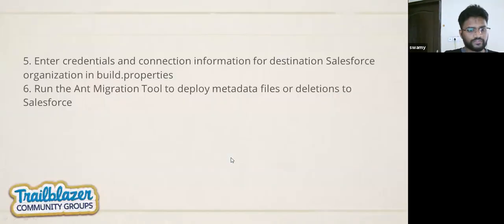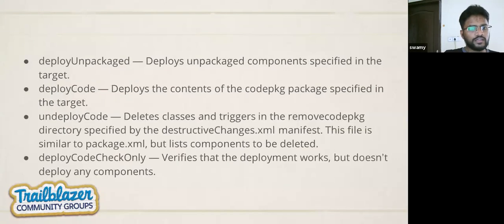So everything I have completed here, and these things I have already told. Deploy unpackaged components specified in the target, deploy code deploys the contents of the code package, undeploy code, and deploy code check only verifies the deployment works but doesn't deploy any component, right? It verifies whether all your classes pass. You can check whether any of your test classes is failing or not. If any test class fails, you can work on it.